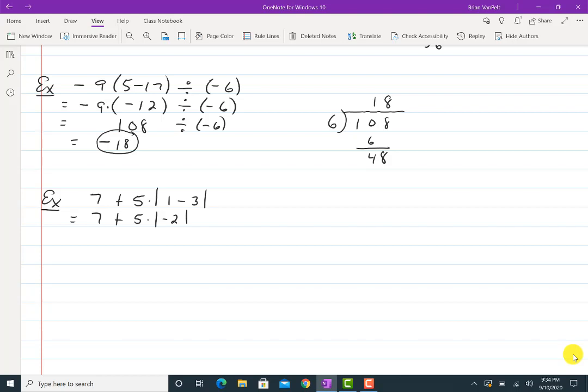To finish that off, the absolute value of negative 2 is just 2. Then I'll do the multiplication next, so I'll get 7 plus 10, and that will equal 17.